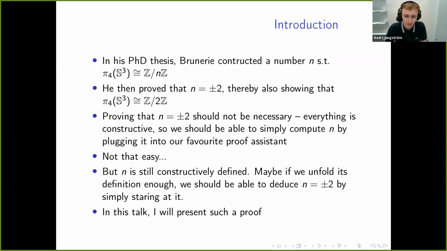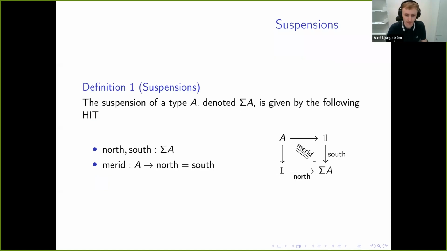So I'm going to need some basic stuff. Just to recap, I'm sure most of you have seen these things a billion times before, but I need suspensions. If you have a type A, you can define a suspension. Can you see my mouse, by the way? Yes, okay. It consists of two points, north and south, and a family of paths merid, constructing for each point in A a path from north to south. If you like push-out diagrams, it's a homotopy push-out of this diagram, if you're more comfortable with that.